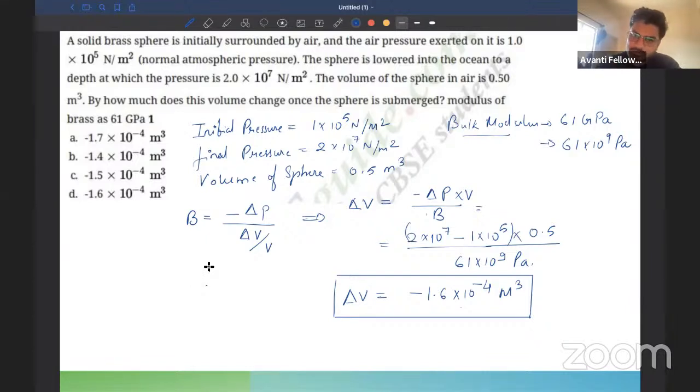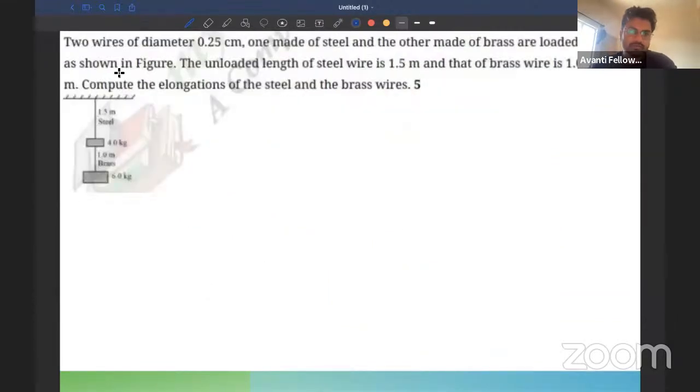So basically you have to remember the idea of bulk modulus. Bulk modulus is negative of change of pressure divided by change in volume upon original volume, right? चलो, let's move to next question.